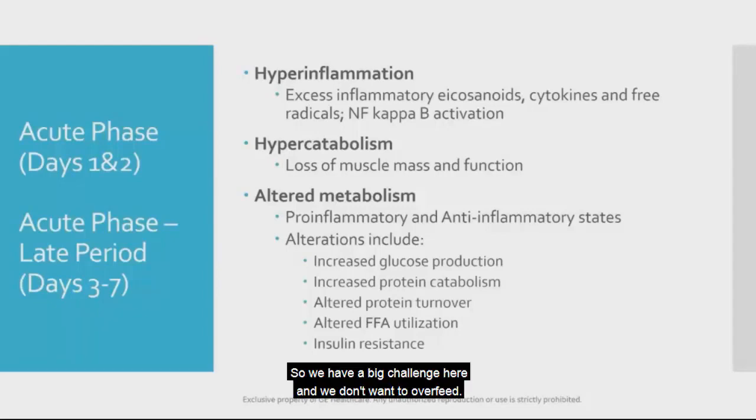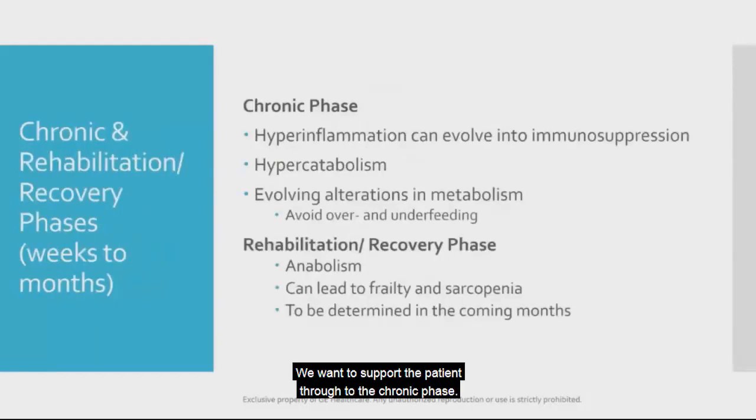So we have a big challenge here, and we don't want to overfeed. We want to support the patient through to the chronic phase. Again, hyperinflammation can continue to surge during this phase, which can then move into inflammation that causes the patient to be vulnerable to opportunistic infections. So it's this pro-inflammatory phase countered by compensatory anti-inflammatory phase that makes feeding these patients so challenging.